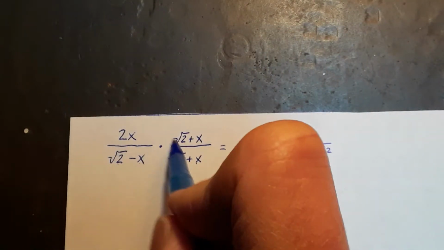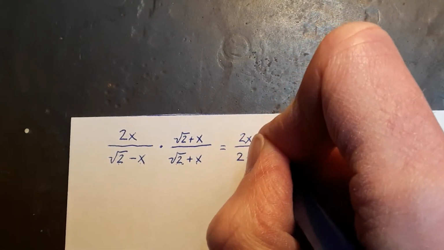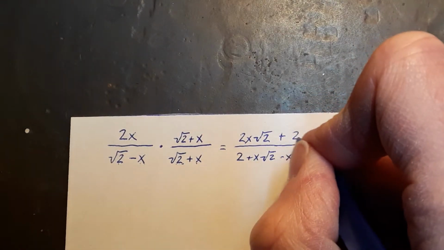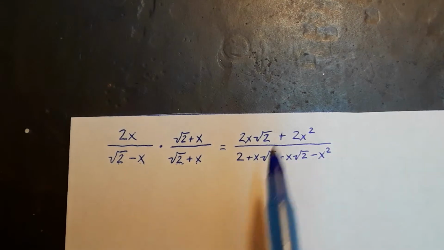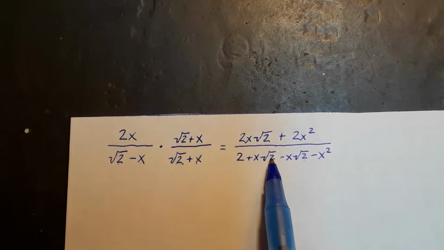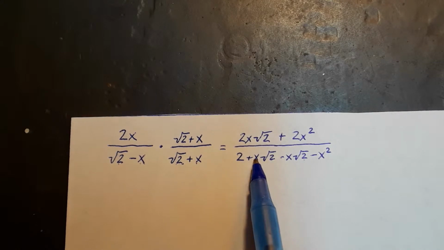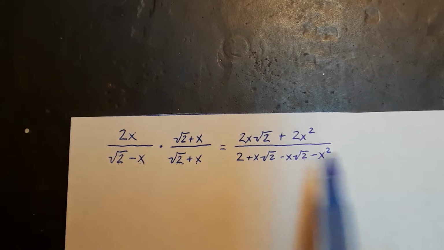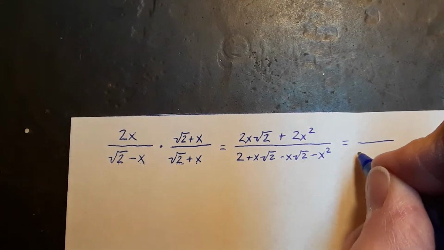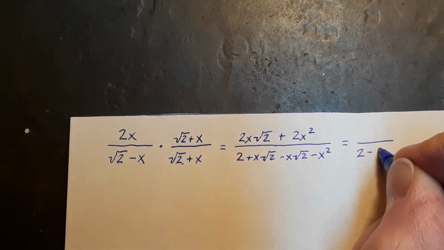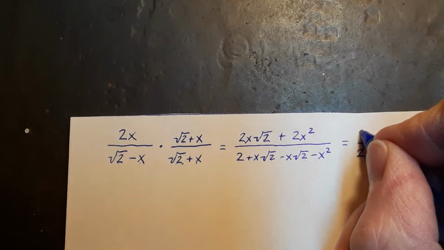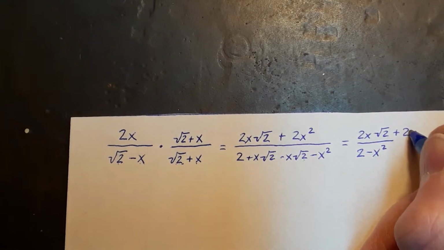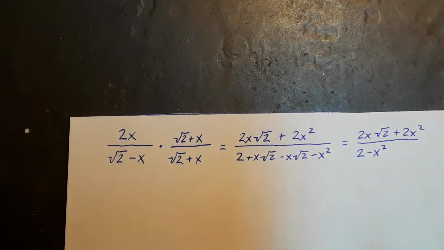In the numerator, we have 2x times square root of 2. And then we have 2x times x is 2x squared. In the denominator, we don't have to worry about the square roots that showed up here because we have positive and negative versions of the same term, and so they are going to 0 and have canceled each other out. So we have 2 minus x squared left in our denominator. We have 2x square root of 2 plus 2x squared in the numerator.